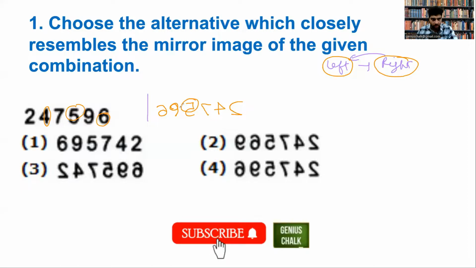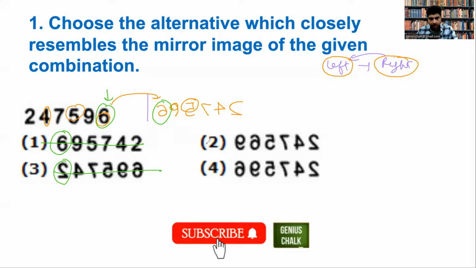So which is the option? First let's check. We know that the answer should start with the mirror image of 6. The mirror image of 6 cannot be the same. The first option is the same, so it is cancelled. In the third option, 2 is coming first, which is not possible, as the last number has to become the first number, so it has to start from 6. So these two options get cancelled.